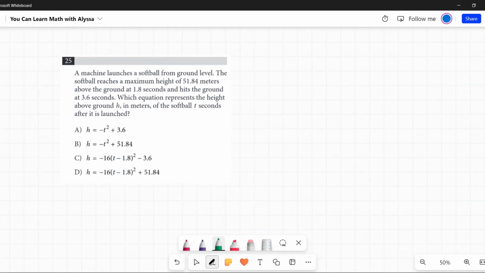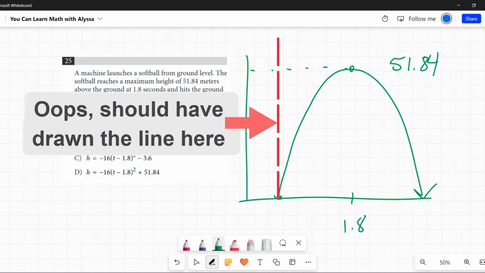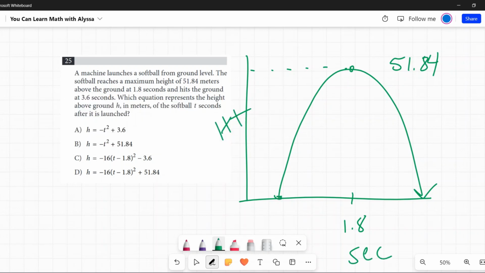25. A machine launches a softball from ground level. Okay, so we're on the ground, and it goes whee up in the air, and it comes back down. It reaches a maximum height of 51.84 meters. So it's up here, 51.84 meters at 1.8 seconds. This is going to be my seconds. This is going to be my height. Down here is going to be my seconds. Okay. Very similar to a previous problem as far as our setup. And it hits the ground at 3.6 seconds.